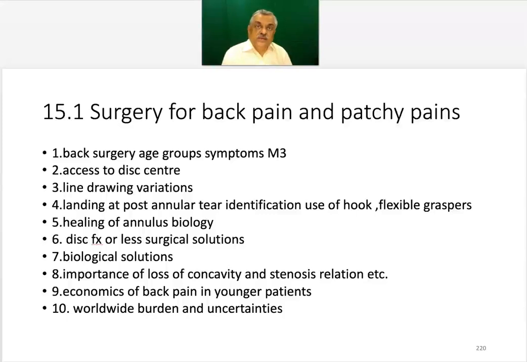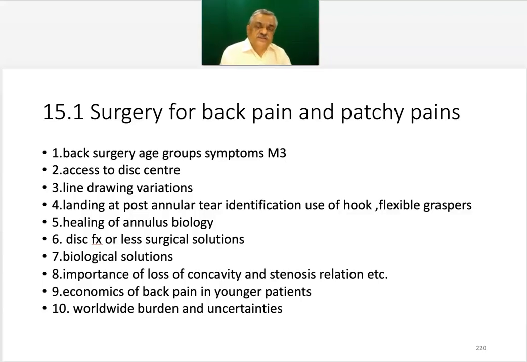Now we talk about the surgery for the back pain and the various patchy pains, that is knee pain, groin pain, heel pain and coccygeal pain, if these pains are very severe and unrelenting and do not respond to any form of therapy.